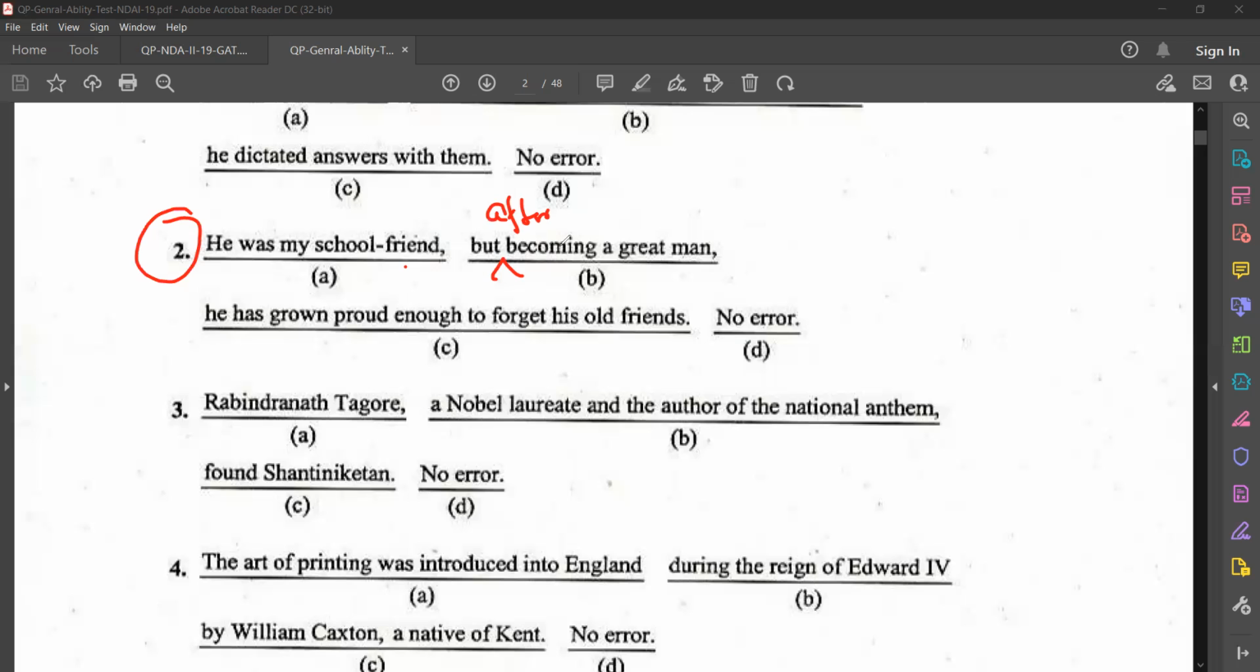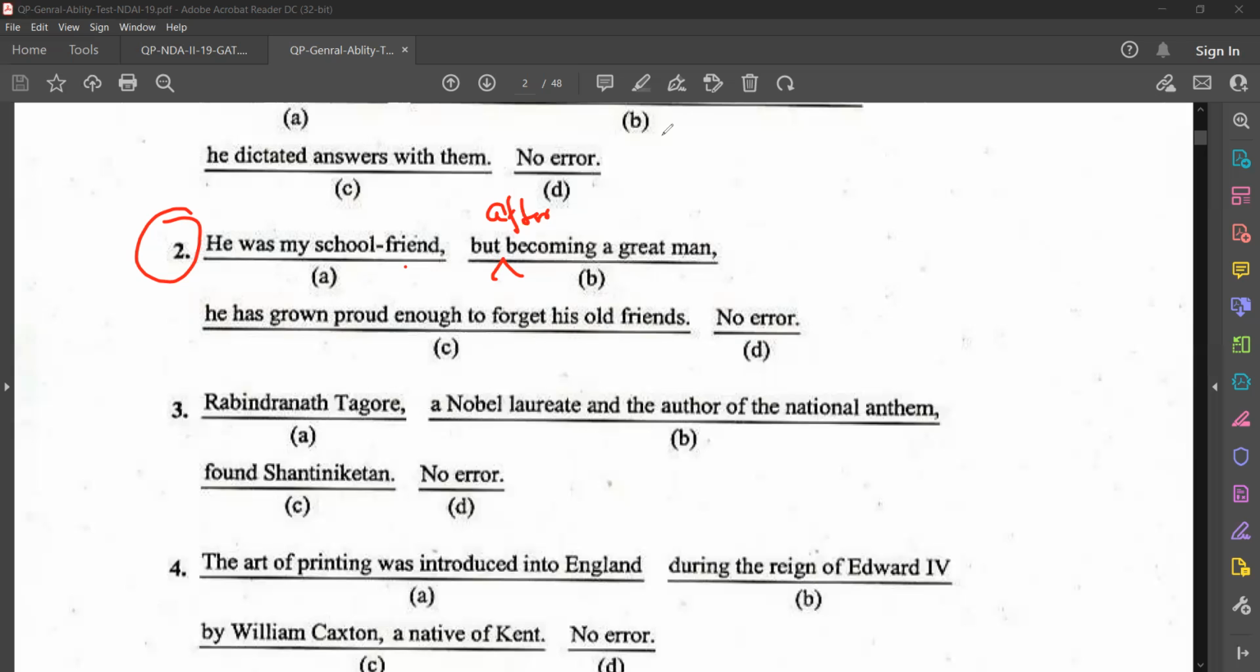Part B is wrong. It should be, but after becoming a great man. After some time, after a later period or after some years, he has become a great man. So, instead of but becoming a great man, you have to say but after becoming a great man, he has grown proud enough to forget his old friends. So the part which is wrong is B.